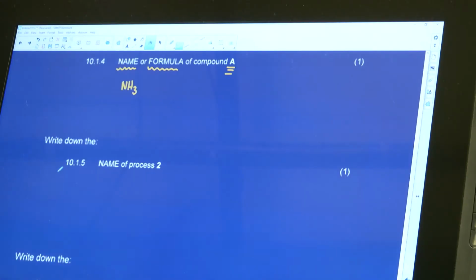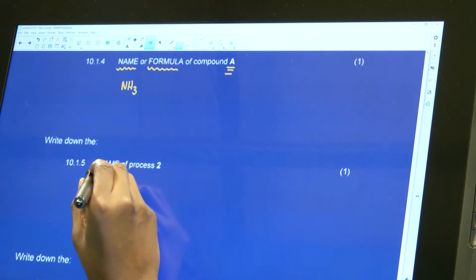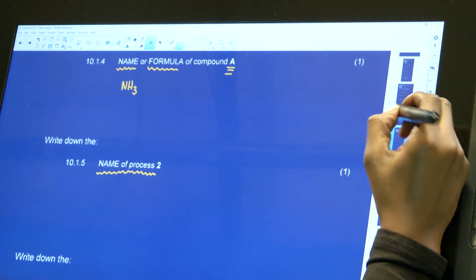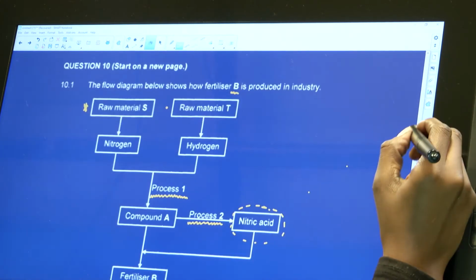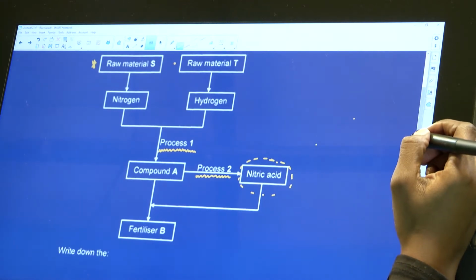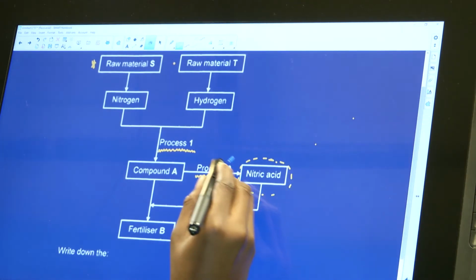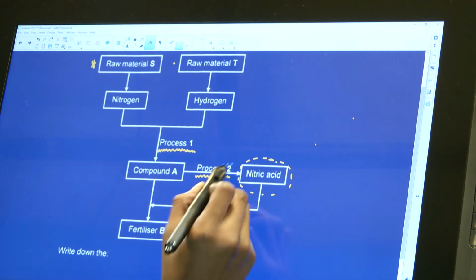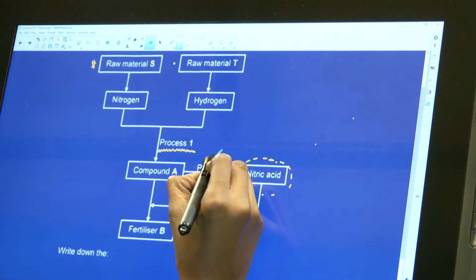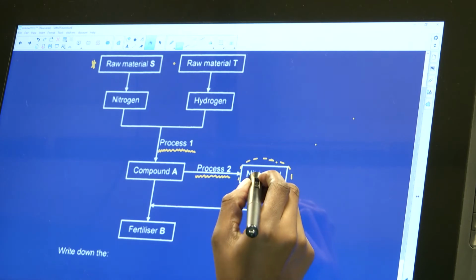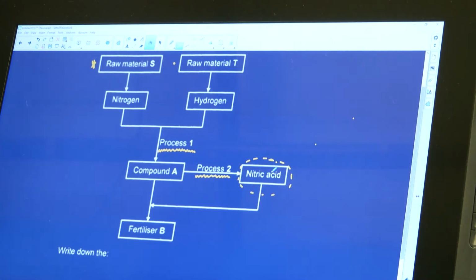So the next one says, write down the name of process number 2. Like I said, the processes will definitely have a name and the examiner will definitely ask you. Because the fertilizer industry is actually a big industry. So process number 2, this is the process number here. So remember, we already found A, which was NH3. We've got process number 2, which is unknown. And then we find nitric acid. Now I can see the formation of nitric acid is actually through the Ostwald process. So nitric acid will form through the Ostwald process.